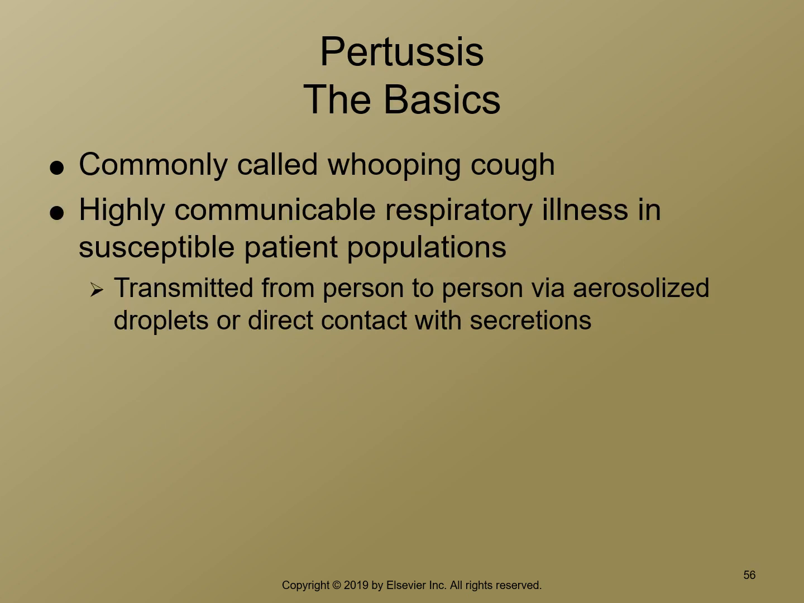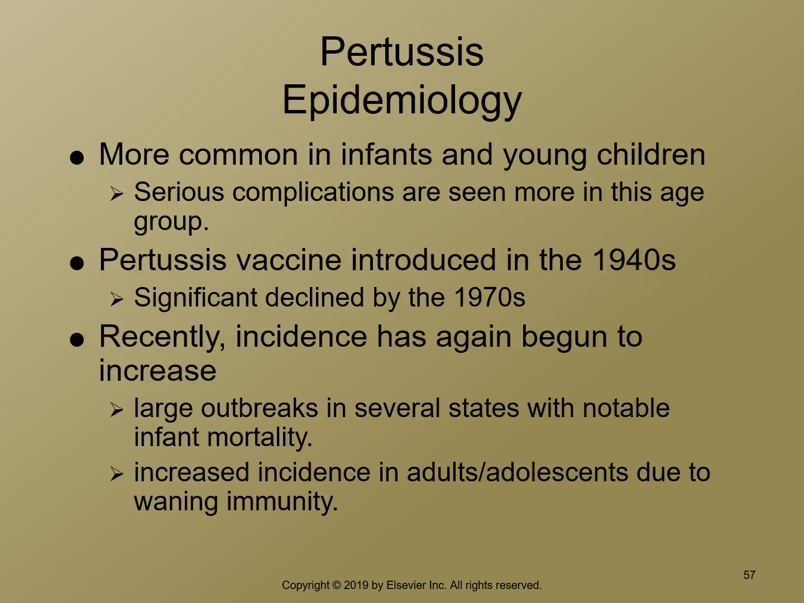The last upper respiratory tract infection we'll talk about before moving into the lower respiratory tract ones is pertussis. Pertussis is commonly referred to as whooping cough, and it's a highly communicable respiratory illness in susceptible patient populations, and it's transmitted from person to person by aerosolized droplets or direct contact with secretions. Pertussis is more common in infants and young children, and serious complications can be seen in this age group.